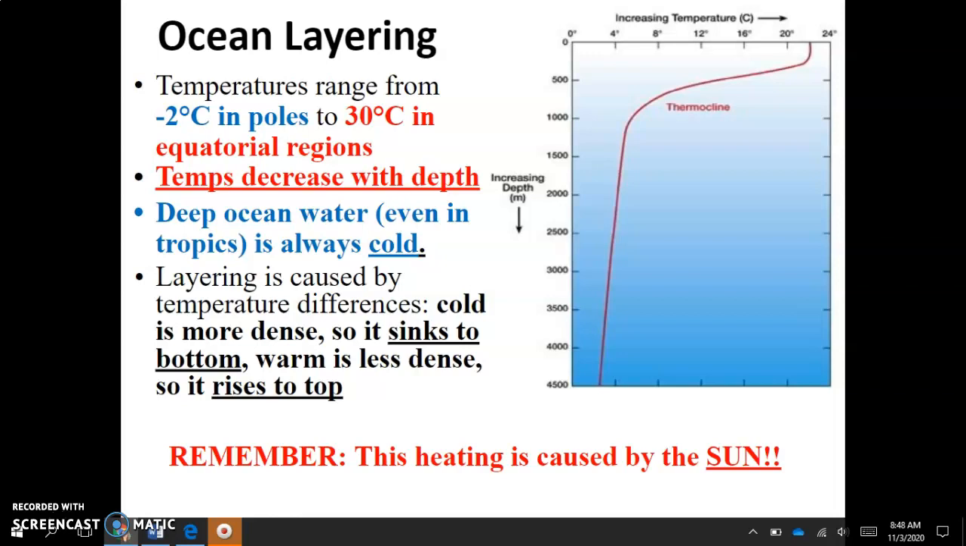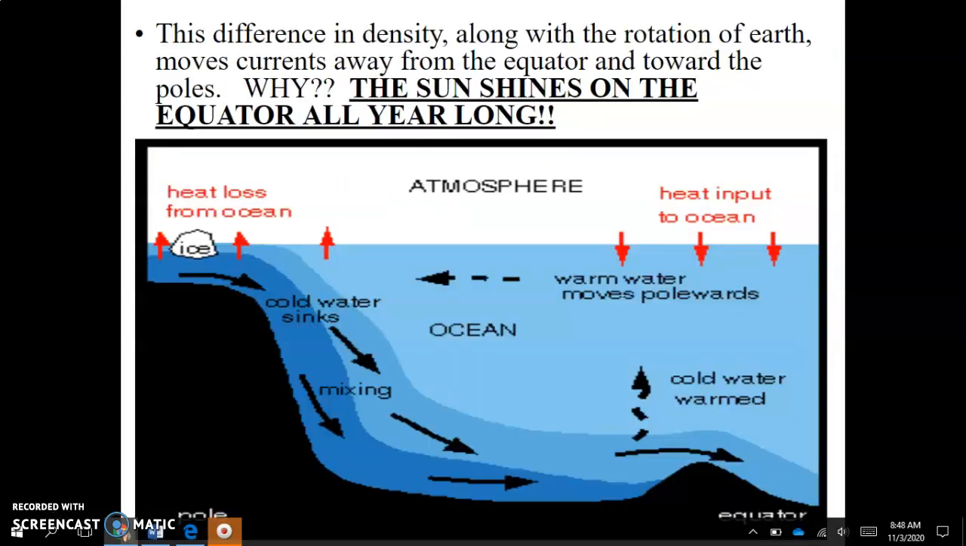So remember, the heating is caused by the radiation from the sun. So there's more radiation on the equator beating down, which means it's going to warm up the temperatures, the surface waters there, more than it will in the poles. So the difference in the density along with the rotation of the Earth moves currents away from the equator and toward the poles. Why is this? Because the sun shines on the equator all year long. So the equator is the middle part of the Earth, right?